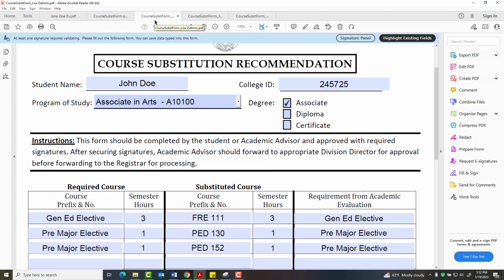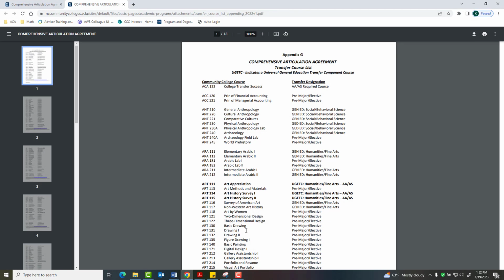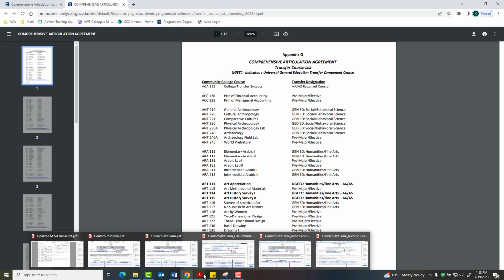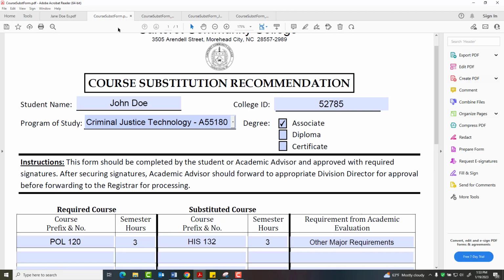The next type would be a transfer student who's maybe transferred in other classes that are also found within that transfer list. So again, if you're ever wondering, does this class transfer? Should this student be able to count these classes? If it's on this list here and they're a transfer student, then yes, you can certainly do a course substitution for that student.